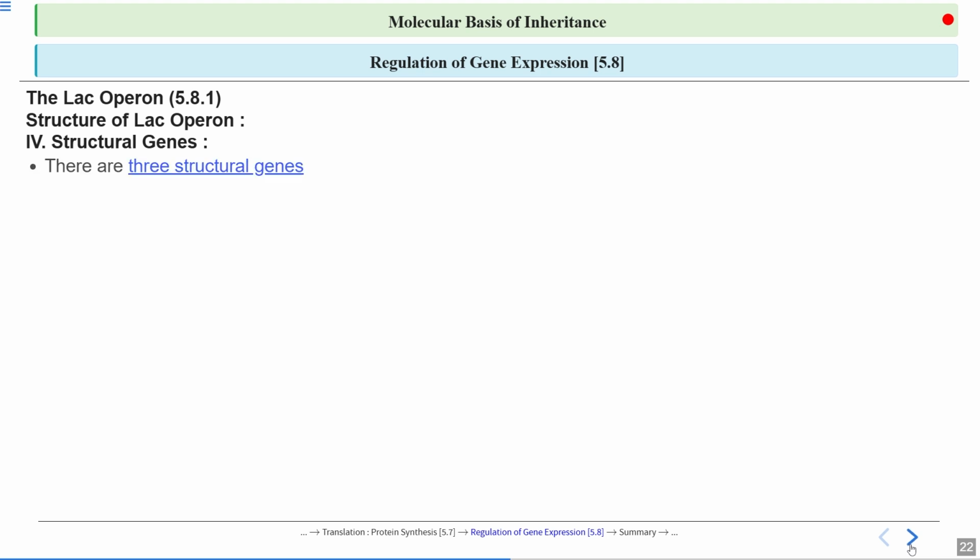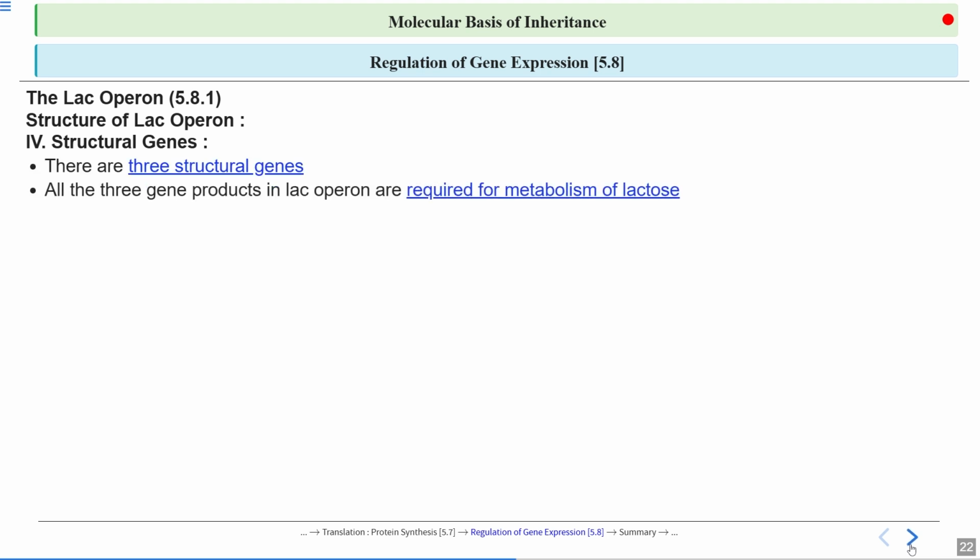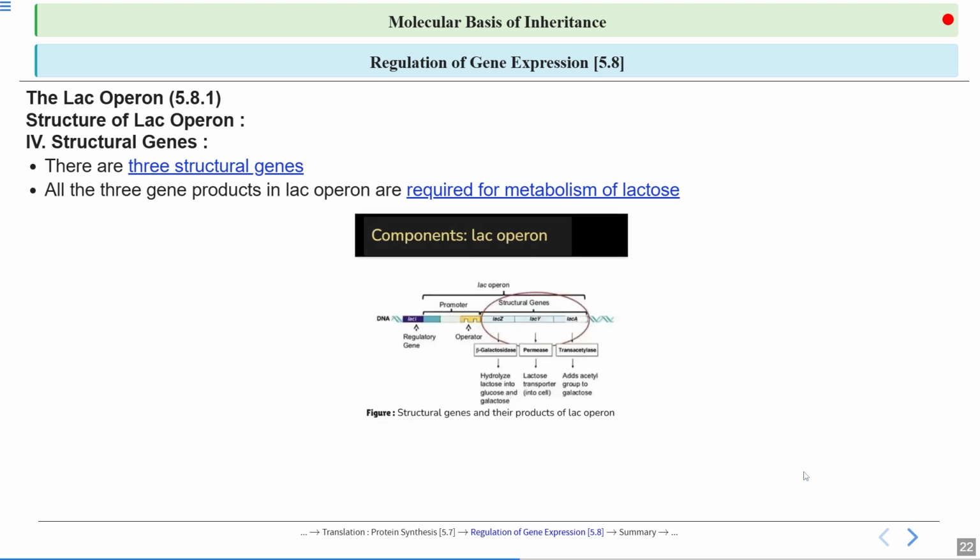Then come the structural genes. These are the three structural genes. All three gene products in lac operon are required for what? Metabolism of lactose. So these three structural genes are going to code for the proteins which are required for the metabolism of lactose. Here is the picture.